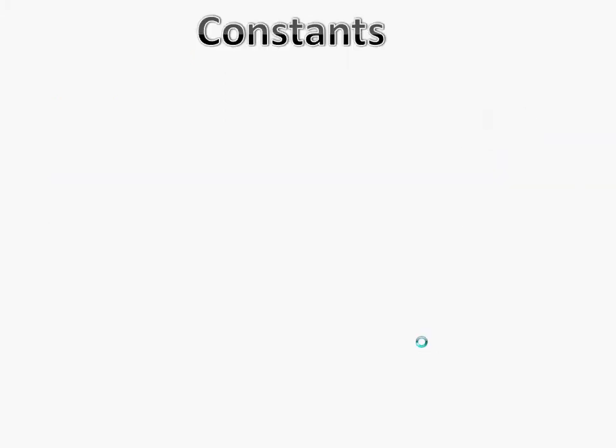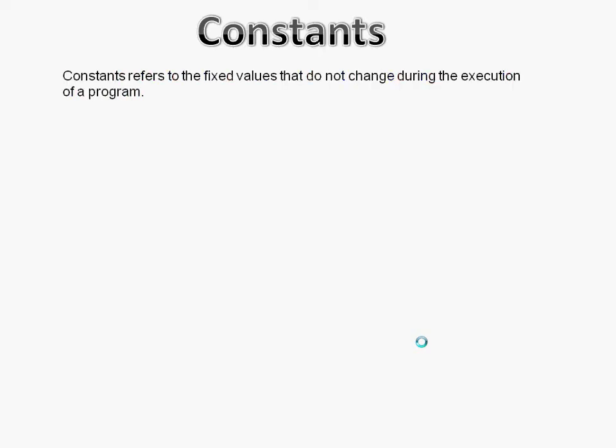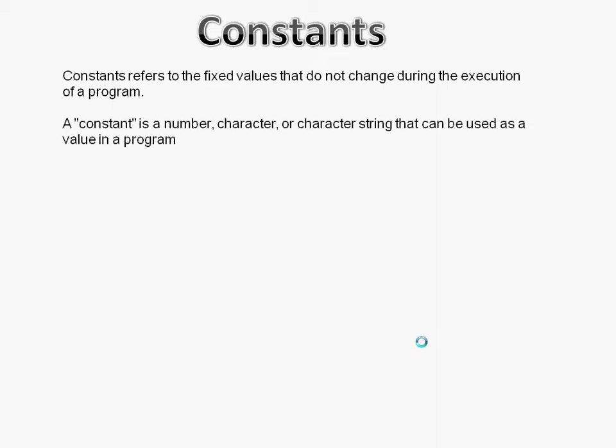So, basically, what is a constant? A constant refers to a fixed value that will not change during the execution of a program. A constant may be a number, it may be a character, it also may be a character string that can be used as a value in a program.